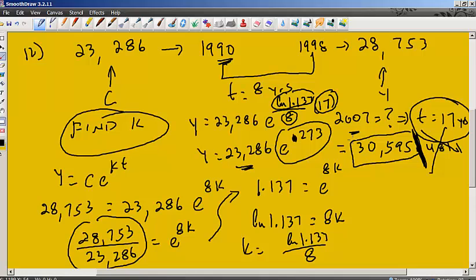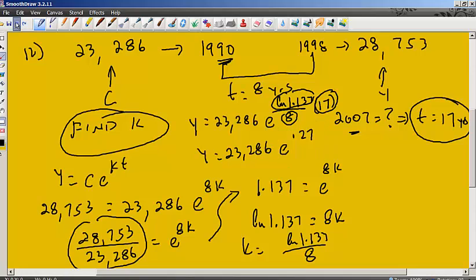Now you tell me. Okay, so where is the error? Okay, where's my error? It's not 0.273? It is not? Okay. So instead of 0.273, what is that? The ln of 1.3.